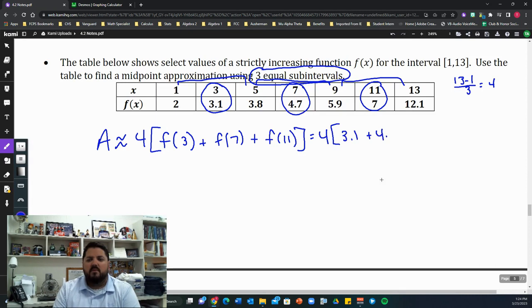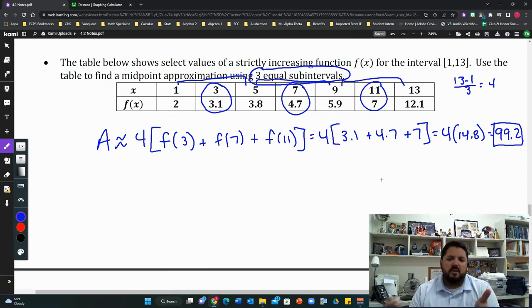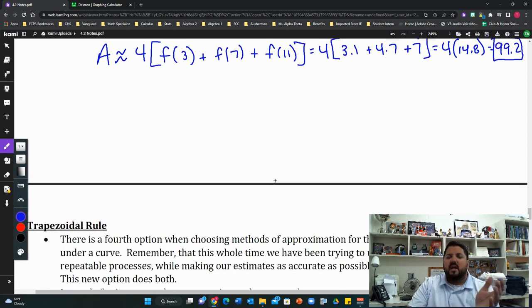So 3.1 plus 4.7 plus 7, we would get 4 times 14.8, or 99.2. And that's it. So again, with the table, it is still possible. Really the only difference is you're going to have some extra points, but that's because your midpoints are actually kind of hiding in the middle of those other guys. So that's the midpoint. Not much to it. Again, it's very similar to the left and right endpoints, just a different way of going about the values of x that will be used to build the rectangles.